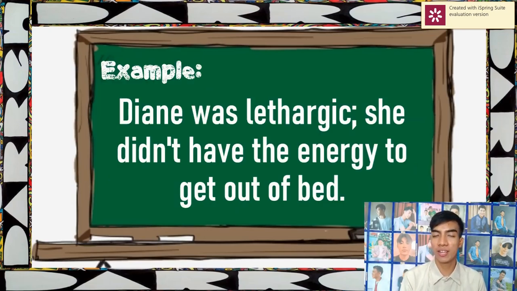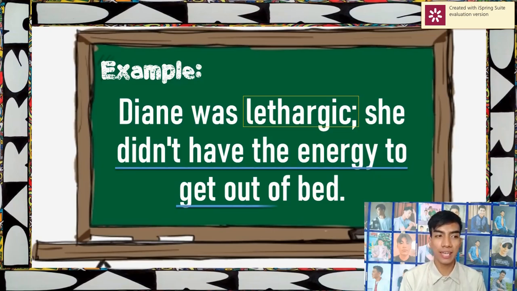Diane was lethargic. She didn't have the energy to get out of bed. The unfamiliar term here is the word lethargic. The explanation given here is didn't have the energy to get out of bed. So, if Diane did not have the energy to get out of bed, meaning to say she is lazy to get up. Thus, lethargic means lazy or idle. That's our context clue type, which is by the use of explanation.